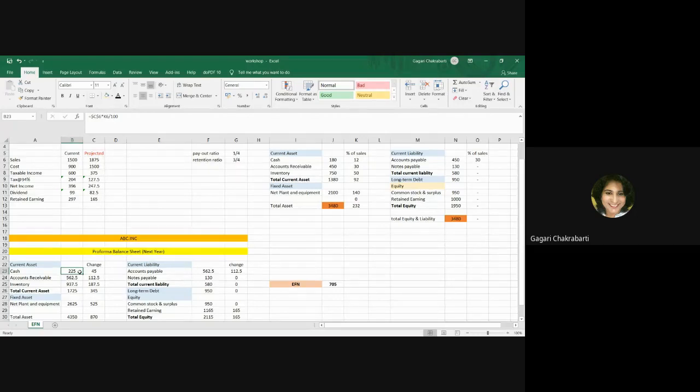So there has been a change in the cash. By how much has cash changed? Initially it was 180, now it is 225. So it is just the difference between 225 and 180, right? So in the balance sheet, there are certain things that are changing with the change in these projections.